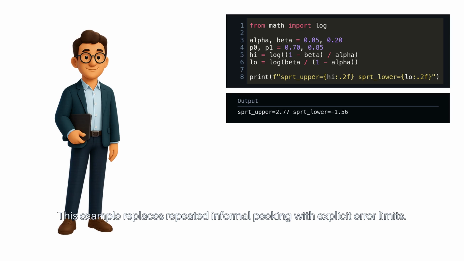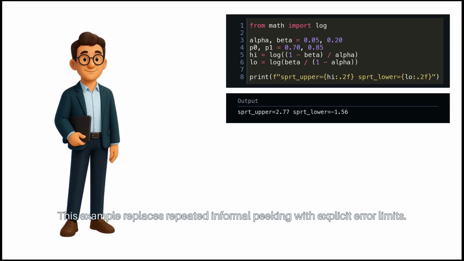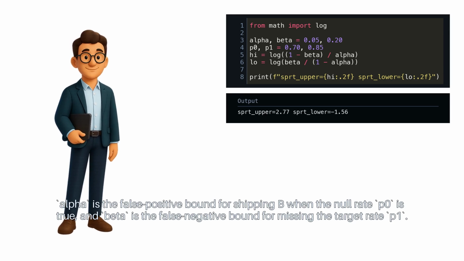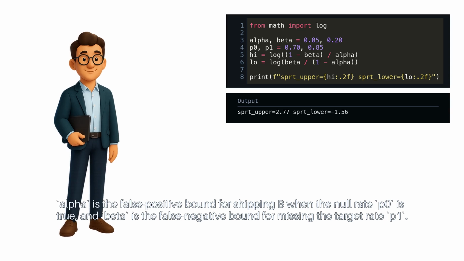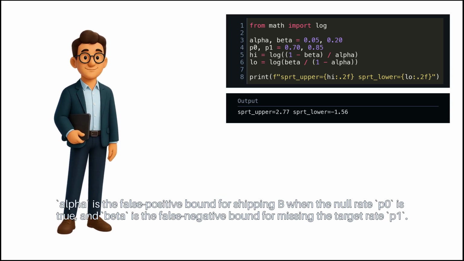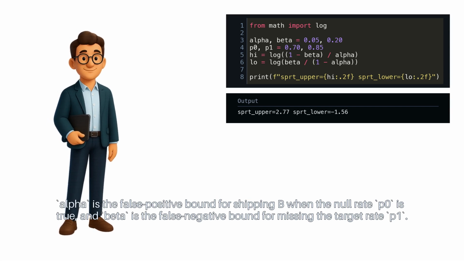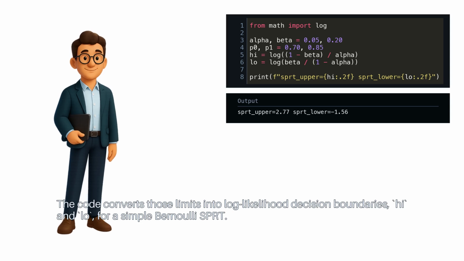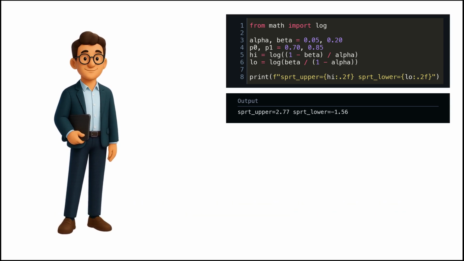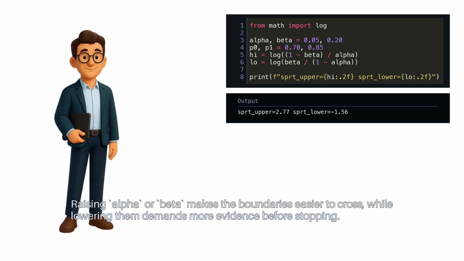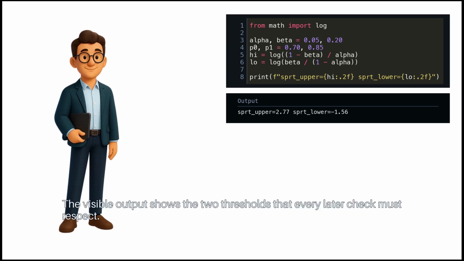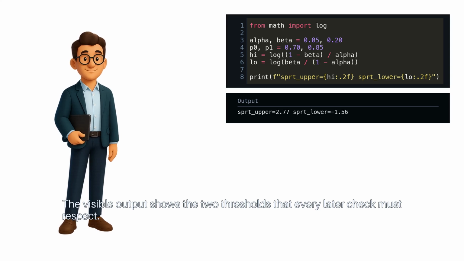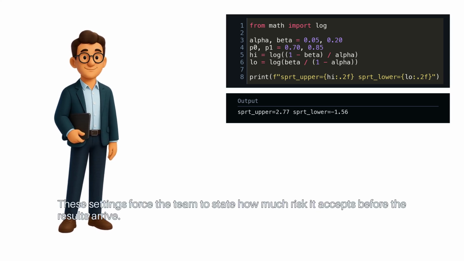This example replaces repeated informal peeking with explicit error limits. Alpha is the false positive bound for shipping B when the null rate P0 is true, and beta is the false negative bound for missing the target rate P1. The code converts those limits into log likelihood decision boundaries, high and low, for a simple Bernoulli SPRT. Raising alpha or beta makes the boundaries easier to cross, while lowering them demands more evidence before stopping. The visible output shows the 2 thresholds that every later check must respect. These settings force the team to state how much risk it accepts before the results arrive.